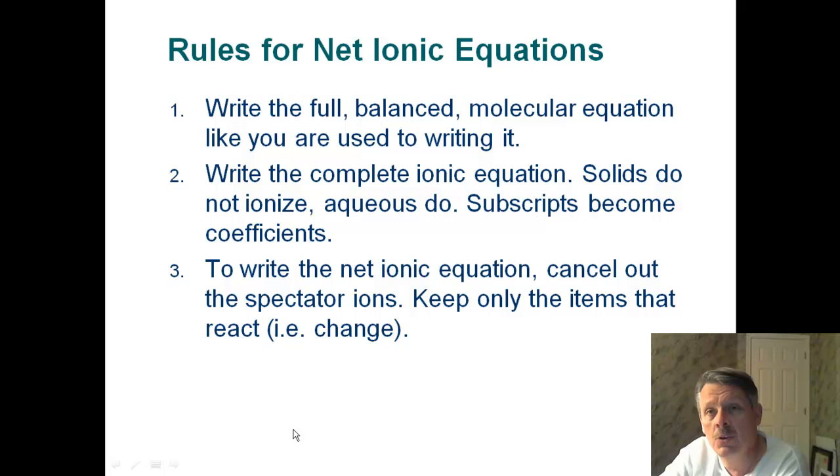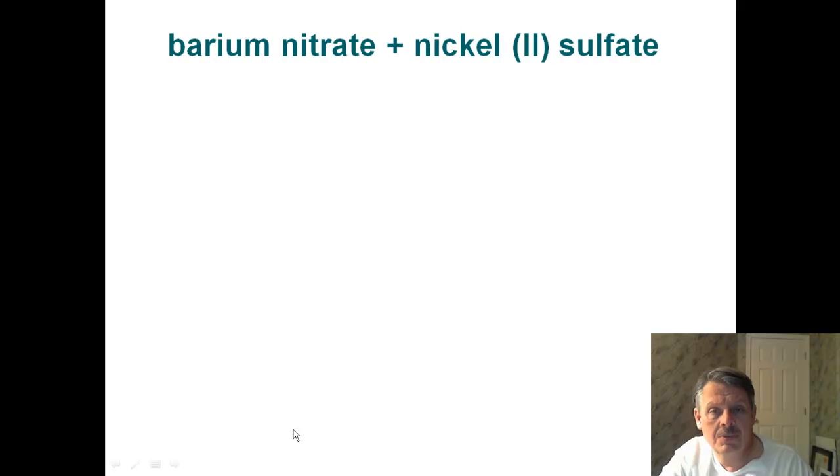Think of it as if you're at a dance and you're watching, and you're not actually dancing, not actually participating. So if you have something in the reaction that does not participate, it just watches, then we call that a spectator ion. So the only ones we want to leave are the items that actually reacted. In other words, changed. In other words, became solids. Solids, liquids, gases. They just changed. So let's go ahead and give an example and try one.